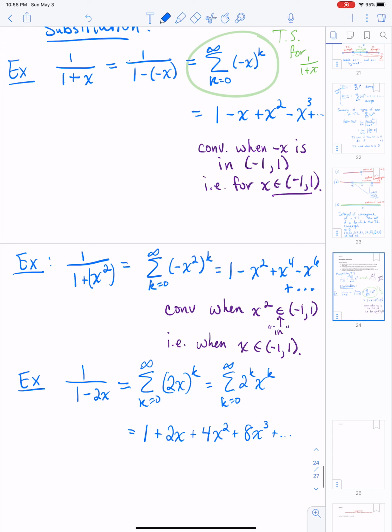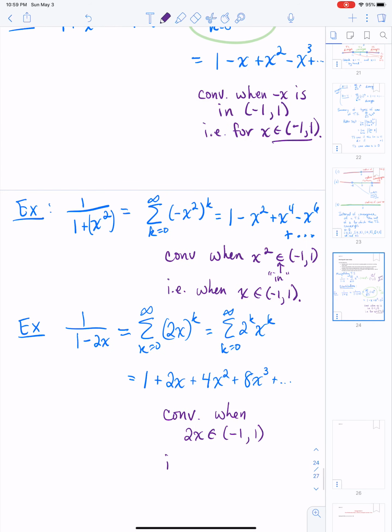Okay, and then the question is, where does this converge? And this should converge when 2x is in the interval -1 to 1, or in other words, when x is in the interval -1/2 to 1/2. Okay, so there's a few examples.